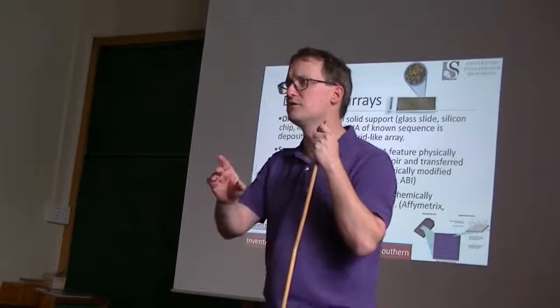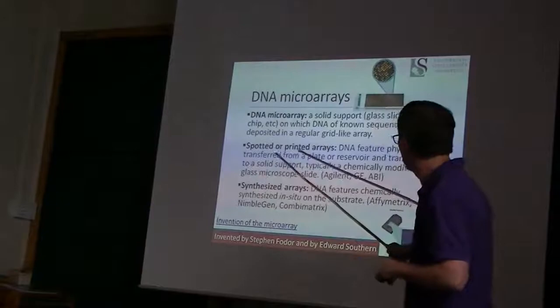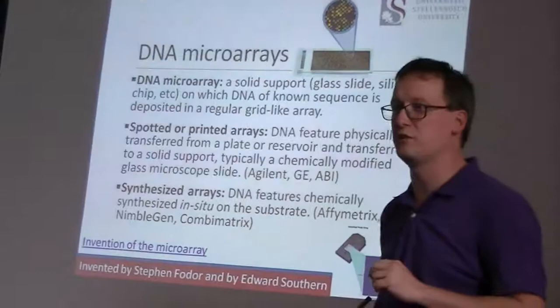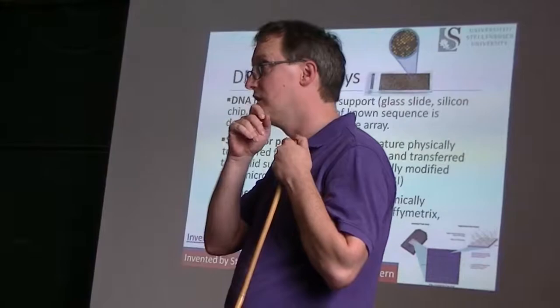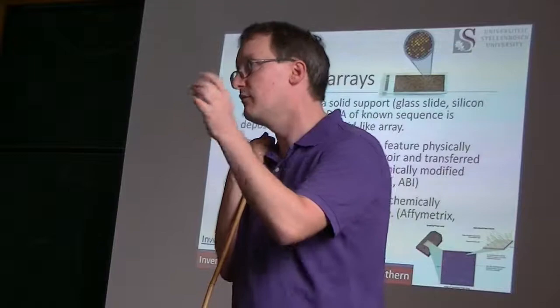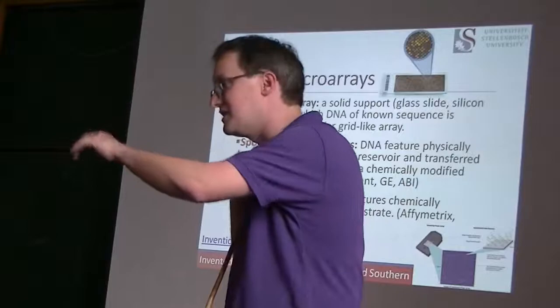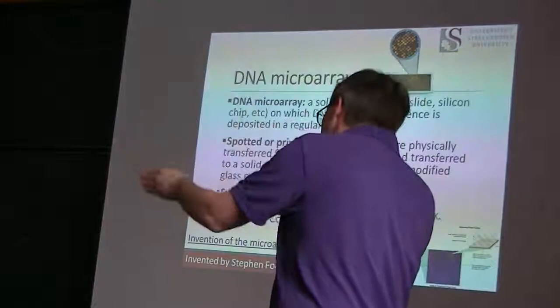So we're going to talk about spotted and printed arrays because that's how we get the DNA on there. In the case of spotted or printed arrays, this especially happens when someone wants to do a custom microarray. We produce the DNA elsewhere that we're going to use as the different probes on this array. So we produce a whole bunch of these synthetic probes in the lab. We have freezers full of probe A and probe B and probe C. Maybe we've got them in 384 well plates for that matter. We've got a huge number of them.